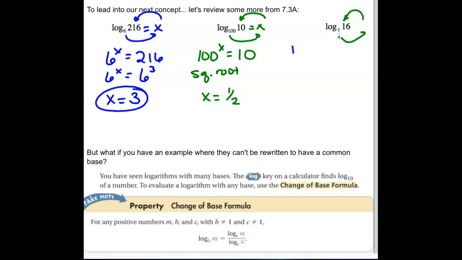For the last one, we have 1/4 to some power should get us a 16. Well, let's think about this. To get from 4 to 16, we square it. But to get from 1/4 to a 16, we also have to flip it over. We have to take its reciprocal. So a reciprocal means a negative power, and we are squaring it. So our unknown power would have to be a -2.